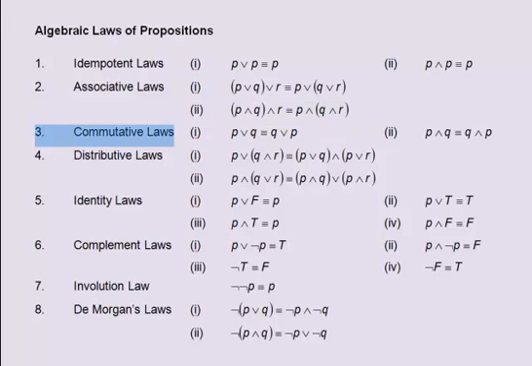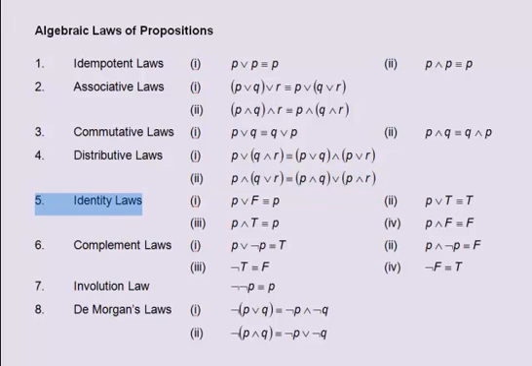3. Commutative laws. First, P or Q is equivalent to Q or P. Second, P and Q is equivalent to Q and P. 4. Distributive laws. First, P or Q and R is equivalent to P or Q and P or R. Second, P and Q or R is equivalent to P and Q or P and R.